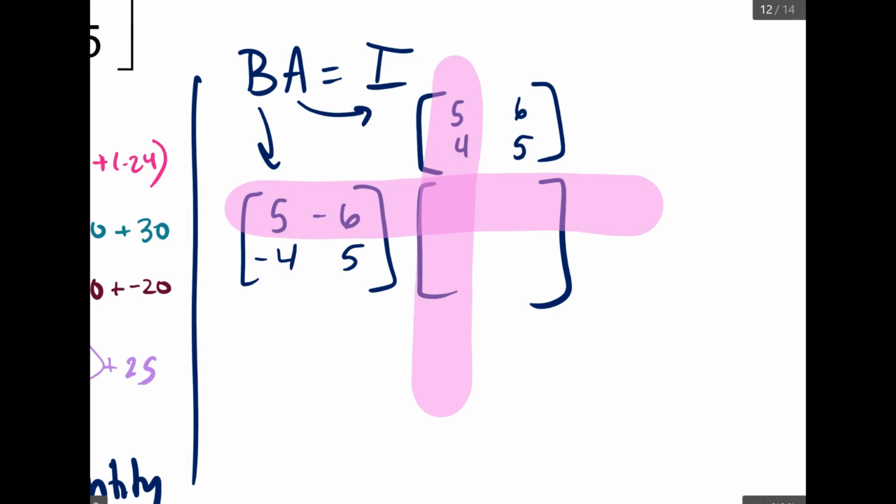So let's figure out where they crisscross. What number belongs there? Let's see. So I have 5 times 5, which is 25, right? And then to the right one, down one. 4 times negative 6 is negative 24. So I add those, I get 1.